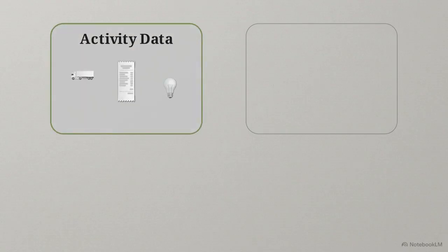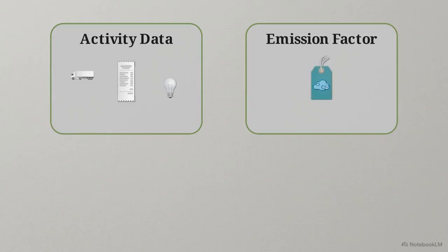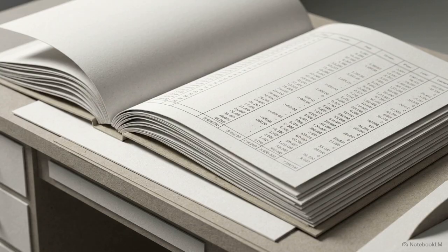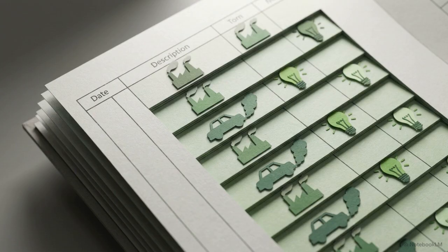Activity data is your receipt, the raw quantity consumed, like diesel or electricity. The emission factor is the environmental price tag, showing CO2 released per unit. Multiply them for total emissions, reported in CO2e, carbon accounting's universal currency. At its core, carbon accounting is a specialized form of financial bookkeeping. You are simply tracking pollution instead of dollars.